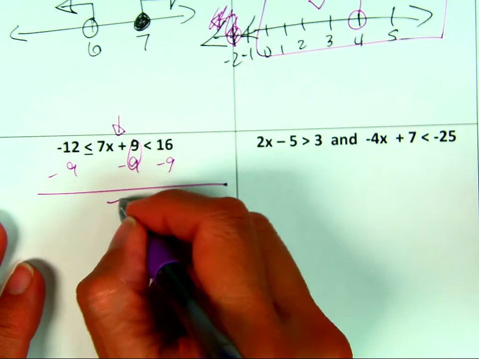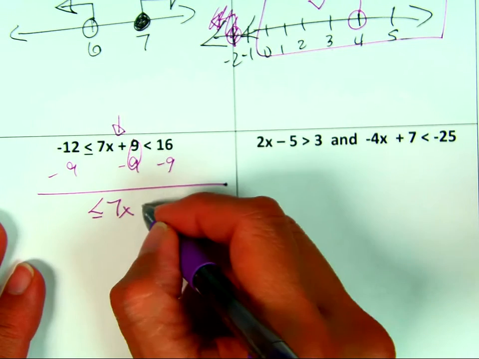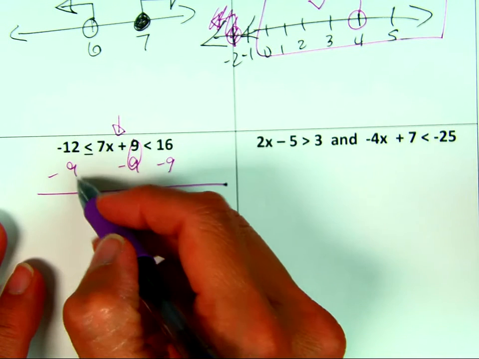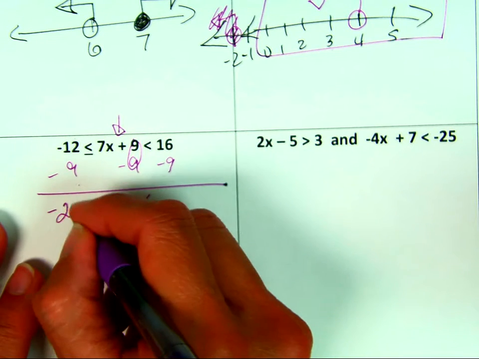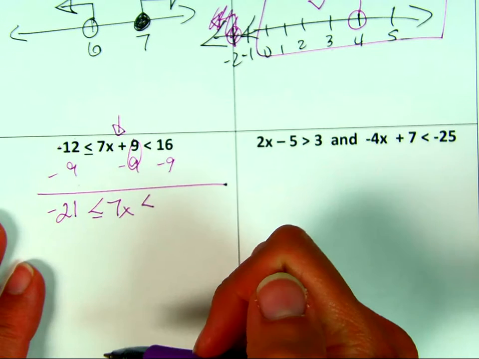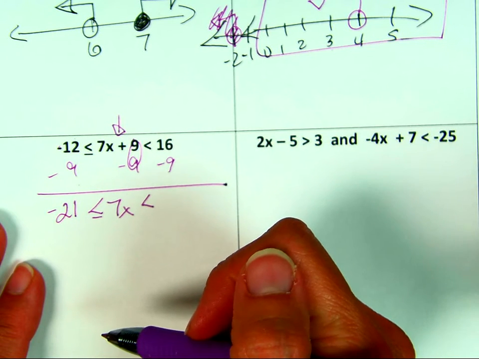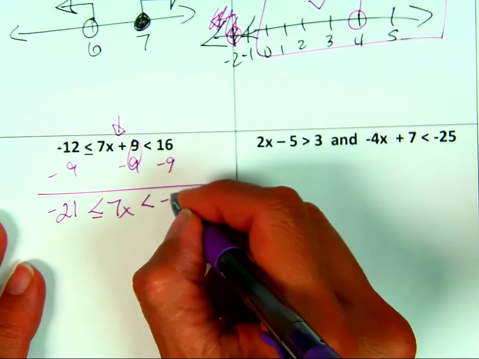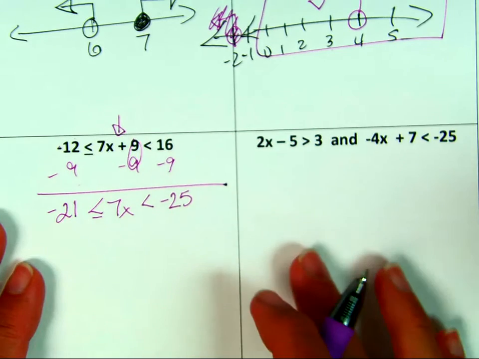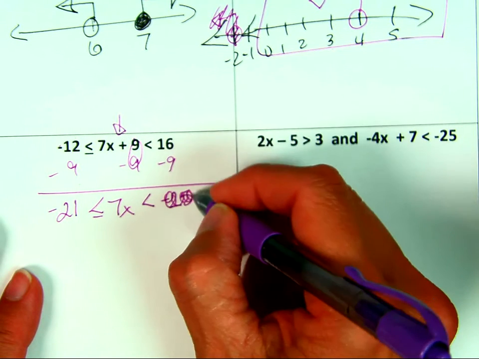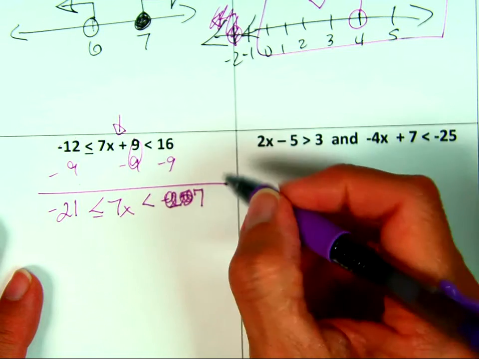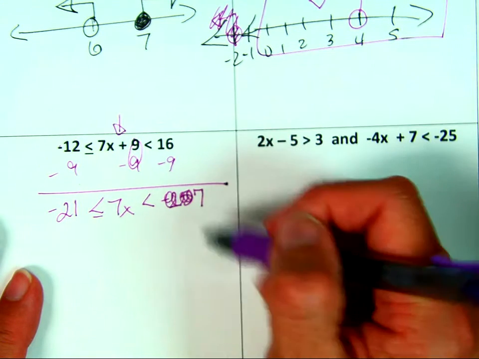Obviously, it cancels out in the middle, and I have a 7x. That's 2 negatives. So negative 9 plus negative 12 is going to be negative 21. 16 plus 9 is going to be negative 25. No, it's not, because that's not negative. My apologies. What do we have there? 7. 7 plus 9 is 16. Okay, there we go.